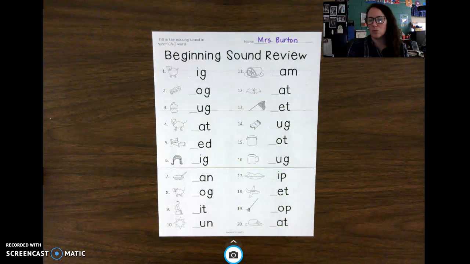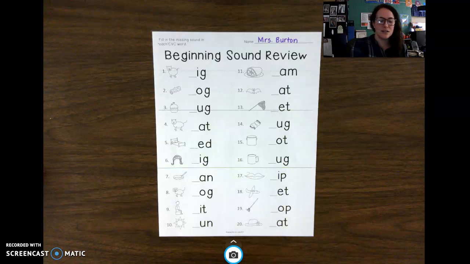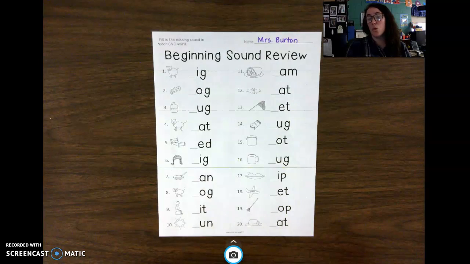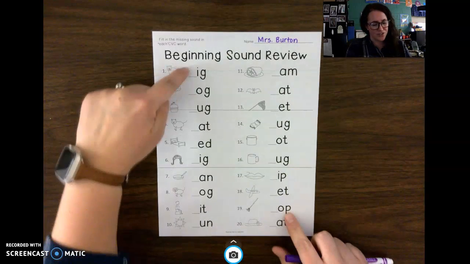Hello, kindergarten. We're going to do some more practice today with the beginning sounds in words. We're going to think about some words, the sounds we hear in the first sound, and what letter that is. So you need to get this paper out of your packet. This has a lot of words to practice. So we're going to do the first column.